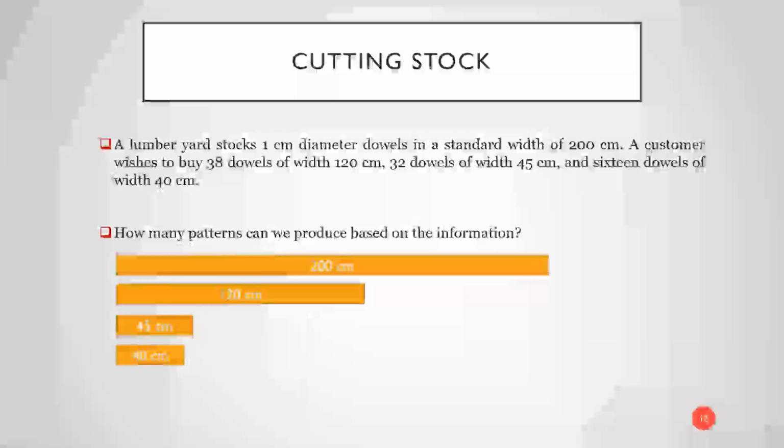The last question is about cutting stock, and in this question we have a company that stocks 1 centimeter diameter dowels in a standard width of 200 centimeters. A customer is interested in buying dowels of widths 120, 45, and 40. And here the challenge for the company is how to divide these standard dowels into the customer's desired products in order to get the minimum amount of wastage.